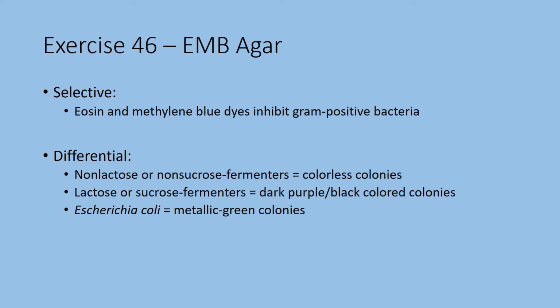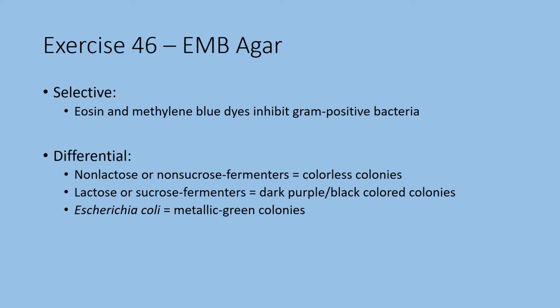Now there's one species that has a very unique, distinctive coloration to it, and that is Escherichia coli, commonly referred to as E. coli. It has a very bright metallic green sheen to it. So if you have an EMB plate and you see this shiny metallic green color, right away you know that that is E. coli growing on there.